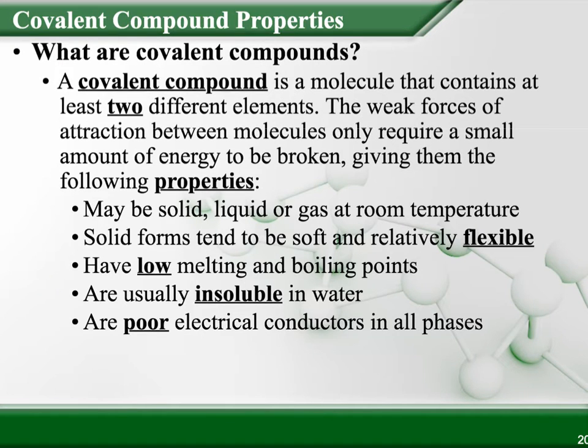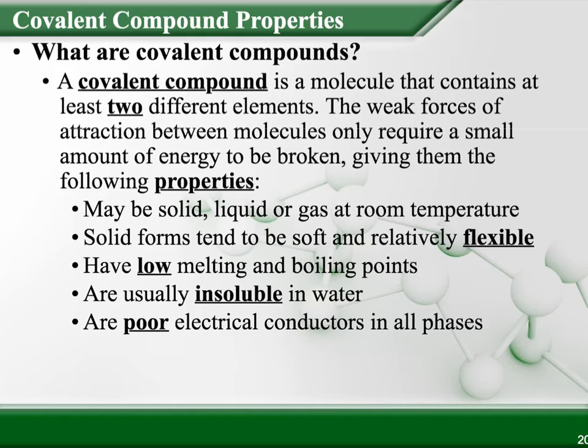So molecules that contain at least two different elements are covalent compounds if they're covalently bonded together. Now these are weak forces of attraction between the molecules, and therefore they only require a small amount of energy to break them. Therefore, they have very different properties than the ionic compounds.